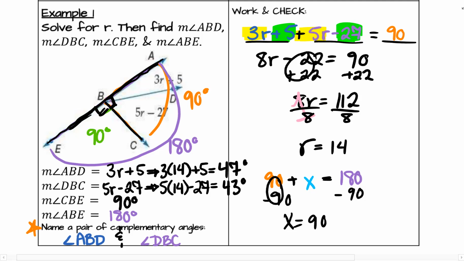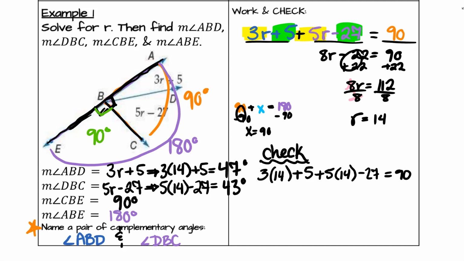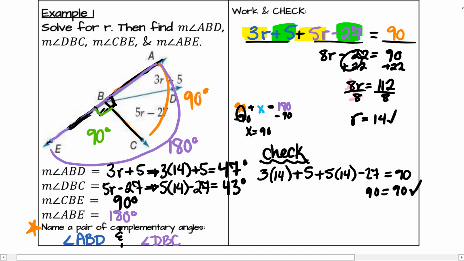To check that I got the correct answer for R, I am going to take this original equation that I set up and plug in 14 for R. And you do get 90 equals 90, so R equals 14 is correct. Probably should have checked that before I plugged this R value into all of these, but as long as you do it at some point, make sure you show your check.